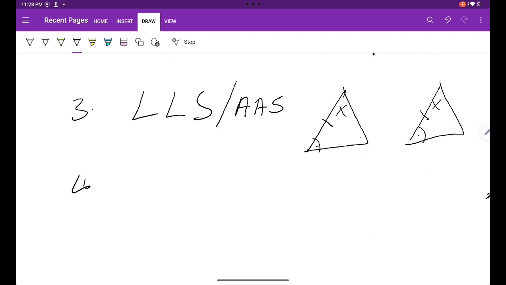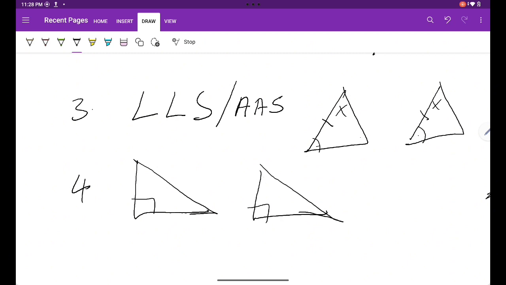And the fourth one is when we have a right angled triangle. In this case we have a right angle, hypotenuse, and a side. We can see both triangles have 90 degrees, so it's the right angle. If the hypotenuse of this triangle is equal to the hypotenuse of that triangle, and we have another side, say this side equals that side, then we can say the two triangles are congruent, meaning all the remaining angles and sides are also equal.